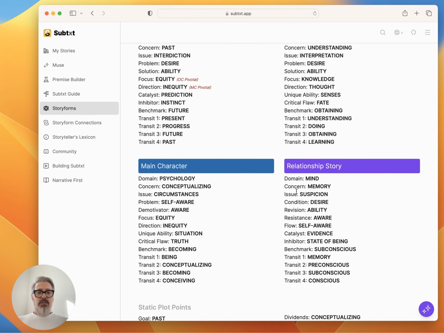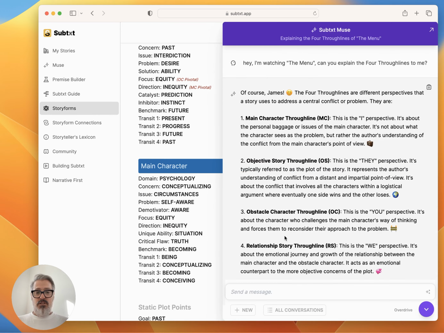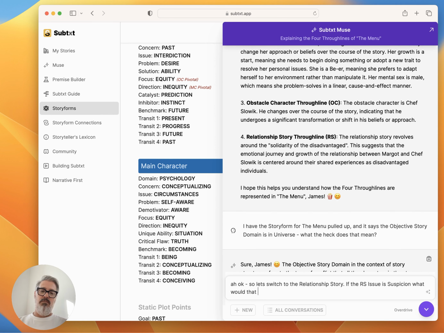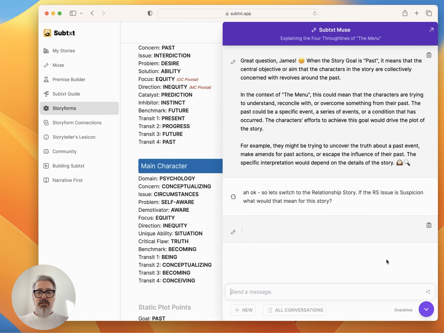And you can ask about their relationship story, so that's the relationship between the two of them. If their relationship story issue is suspicion, okay, so let's see what that looks like. Let's switch to the relationship story. What does the RS issue mean for this story? And you can just have this open on your phone or any kind of device and play along with the movie as it's unfolding before you.